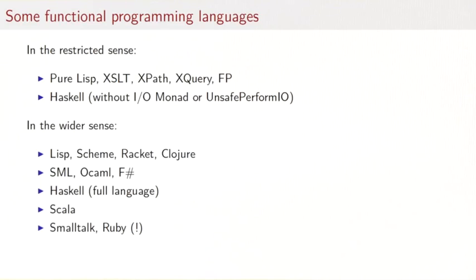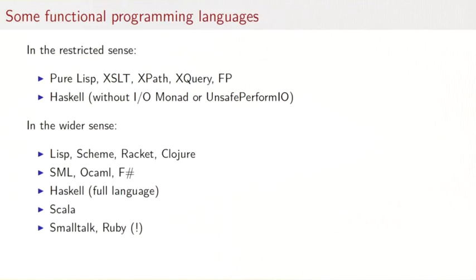In the restricted sense, there are not many. There are some subsets, such as pure Lisp or Haskell without the I/O monad or unsafePerformIO. There's an experimental language, FP, that was the one that Backus proposed, and there are some domain-specific languages, mostly in the XML domain. Examples are XSLT, XPath, or XQuery.